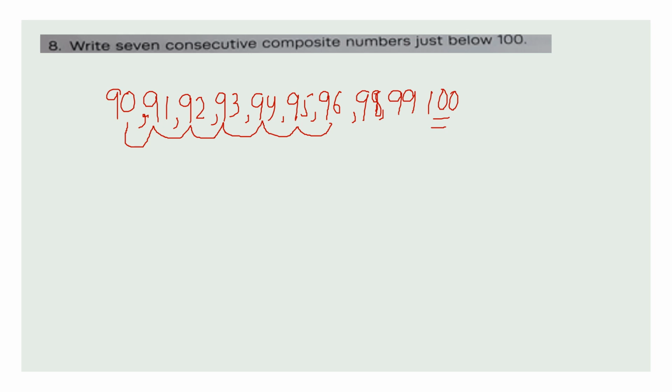I can't take this 98. Why? Because 98 minus 96 is 2. They have a difference of 2. And all the numbers from 90 till 96 have a difference of 1. They are occurring in sequence. So my 7 consecutive composite numbers are 90, 91, 92, 93, 94, 95, 96.